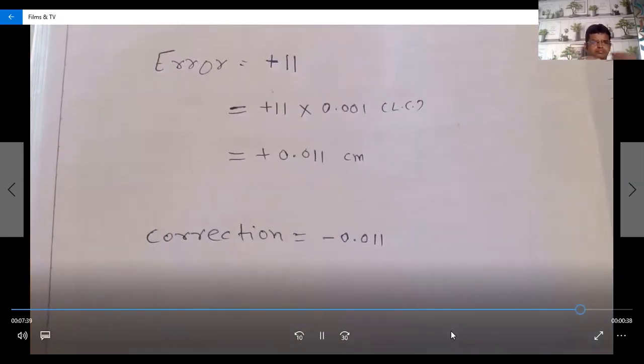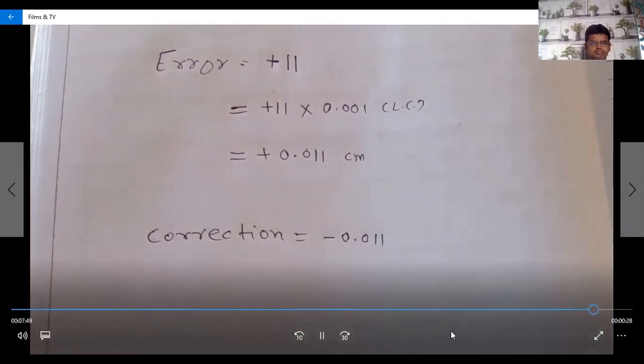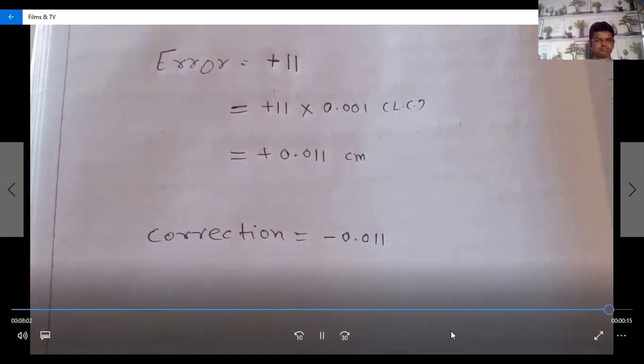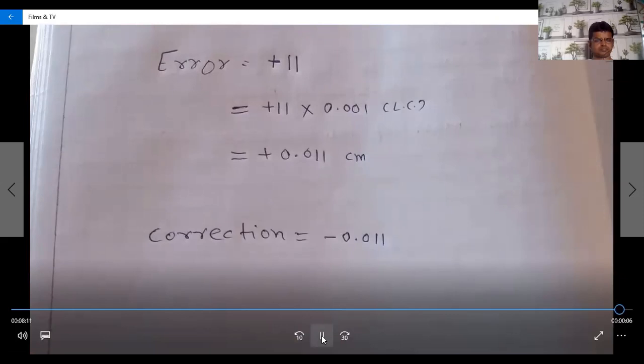Now after that, calculation is compulsory. Now we found the error. Then we multiply with the least count, and the least count is 0.001 centimeter. So finally we got the answer plus 0.011 centimeter. Now the correction. Correction means opposite. Whenever we find the error plus, definitely the correction is minus. And suppose you found the error minus, at that time the correction directly converts to plus. Now here we found the error plus 0.011, so definitely the correction is minus 0.011.